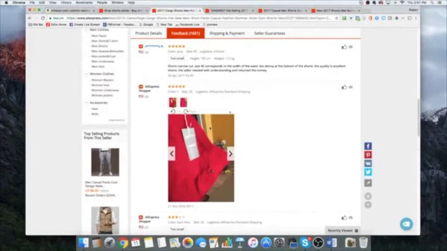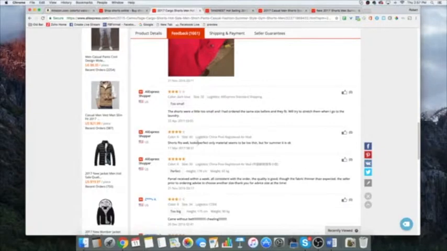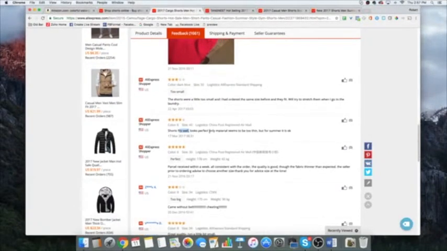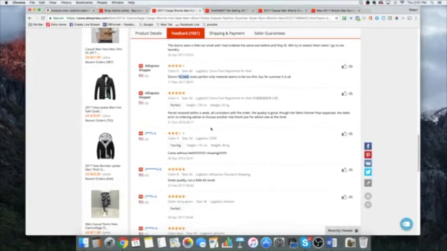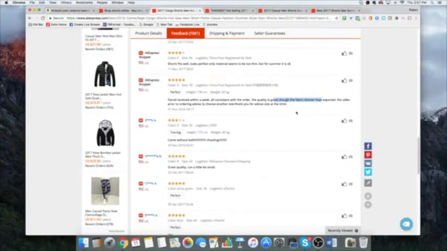You could pay attention to sizes. Maybe sizes are different. This guy ordered a size 40 and they were too small. This guy ordered a size 40 and it fits perfect. So I don't know what's up with that one. This one said, "Perfect, received within a week, consistent with the order. The quality is good, though the fabric thinner than expected." So now we know the fabric probably is thinner than expected.